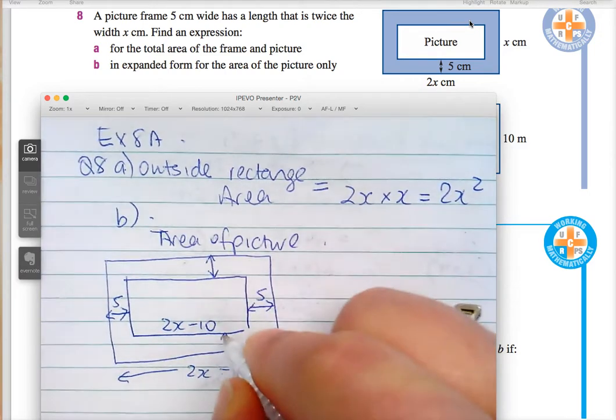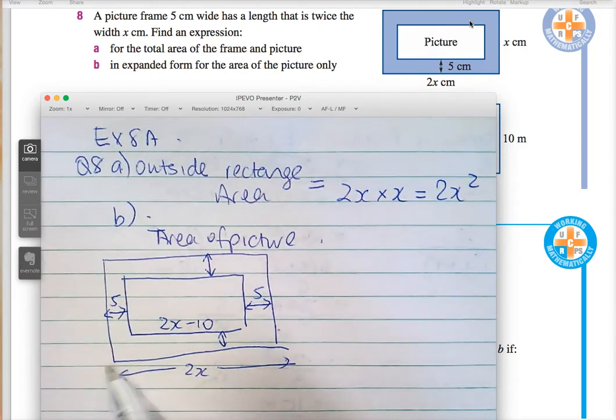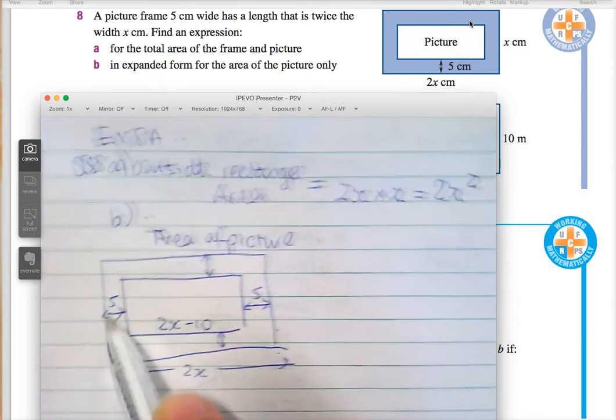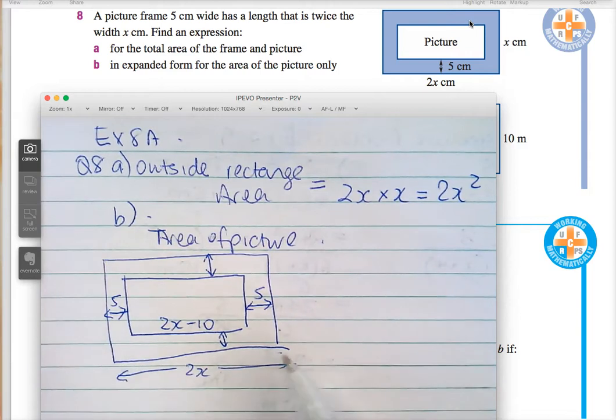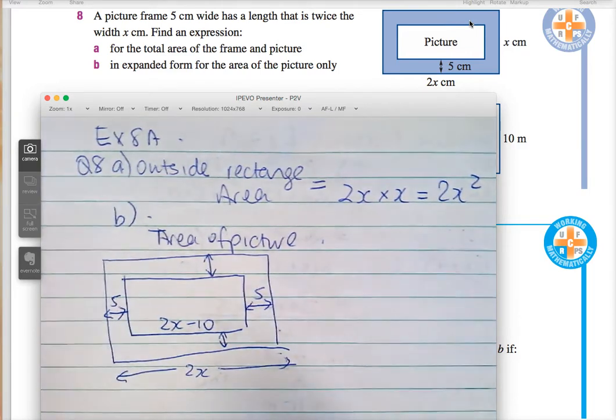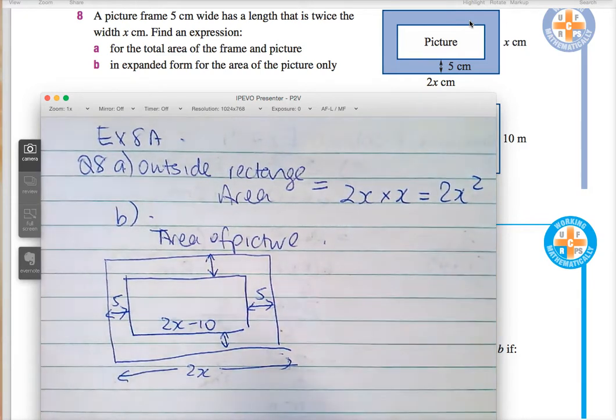Same thing this way. See, girls, a lot of people might put 2x minus 5 instead of 2x minus 10 because they're not looking at it visually, they're not drawing it. So I go, all of that's 2x, I have to take away these two 5s to get that bit there. So if that was 30, for example, and that was 5 and 5, it would be 30 minus 5 minus 5. But instead of 30, it's 2x.